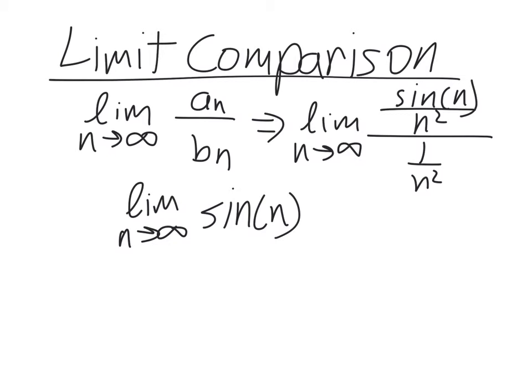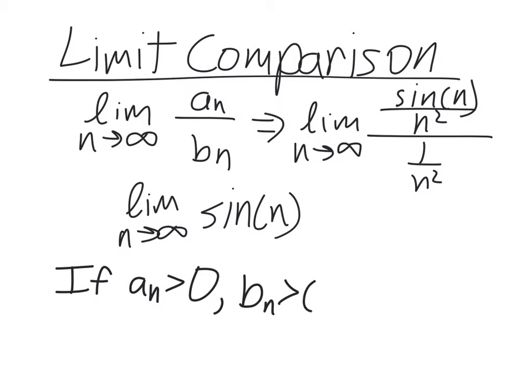One of the restrictions is that a sub n is positive and b sub n is positive. All of the terms for both series must be positive. So that's why this one, sine of n, is not always going to be positive, so we couldn't use the limit comparison on this one. Okay. But for a lot of the series, the limit comparison would actually be a better one to look at than the direct comparison.